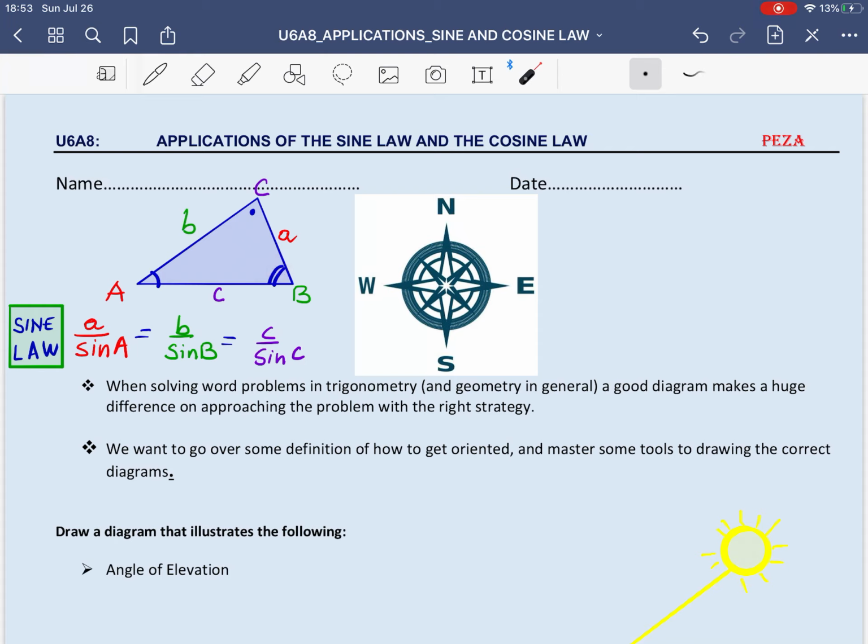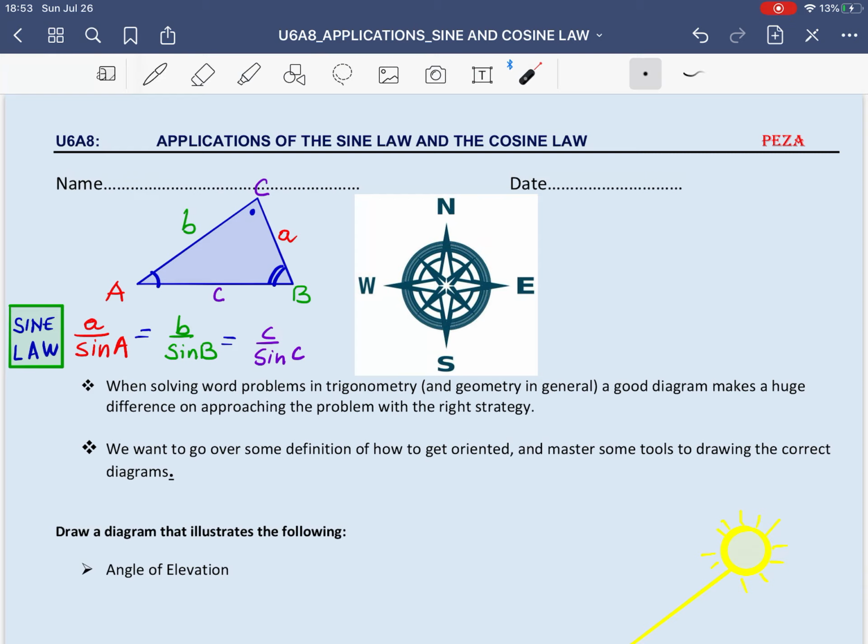The sine law allowed us to find an unknown using just two of the ratios in this double equation. And in order to find a side length, we needed to know two angles and another side. And if you wanted to find an angle, then you needed two sides and an angle.